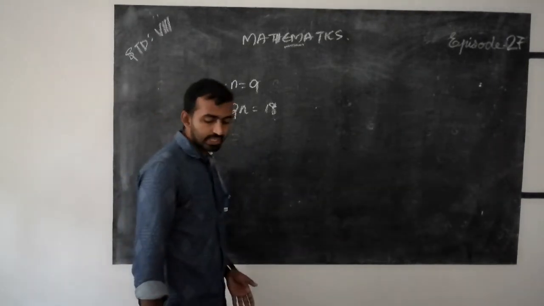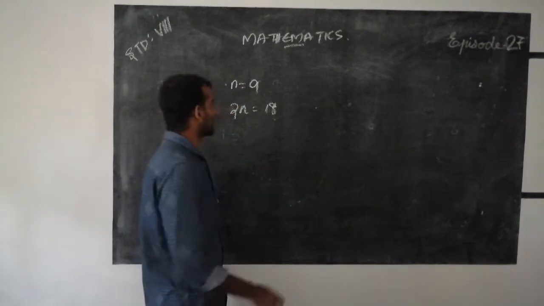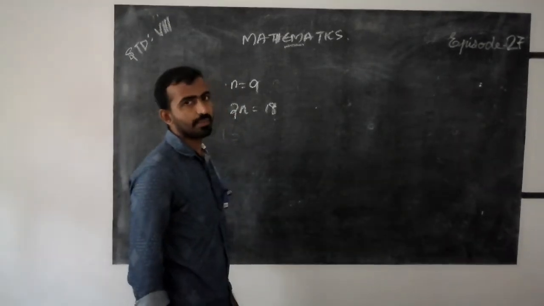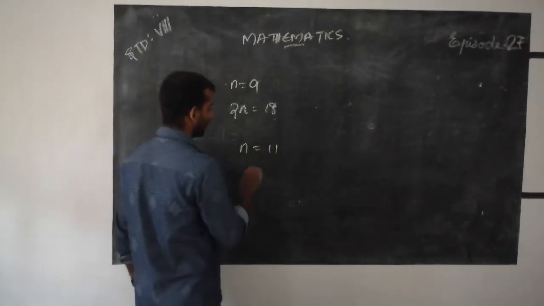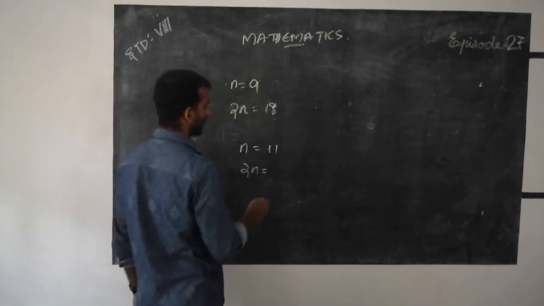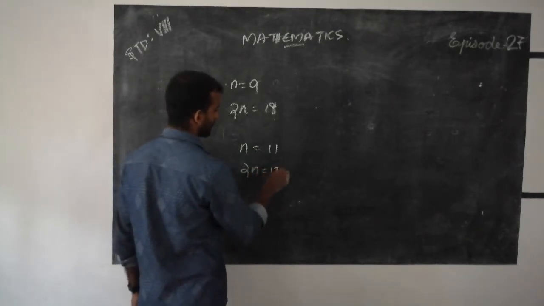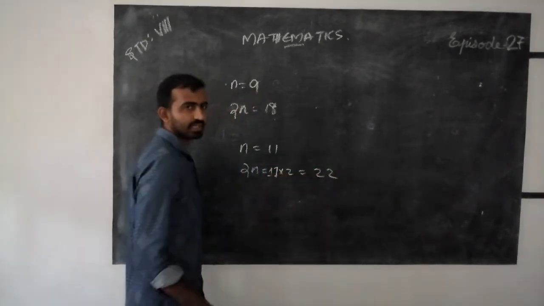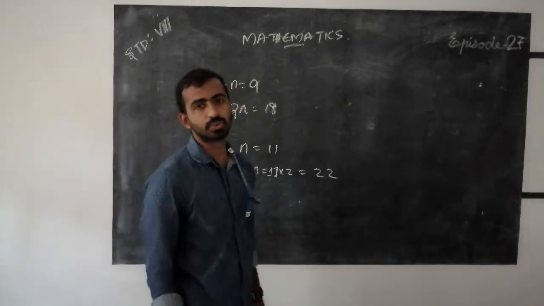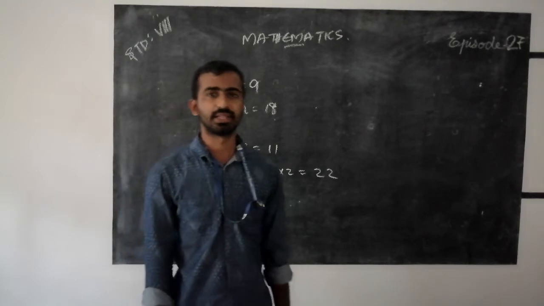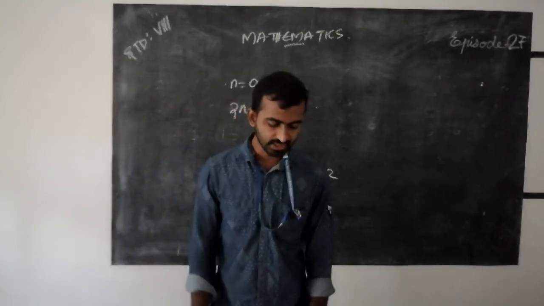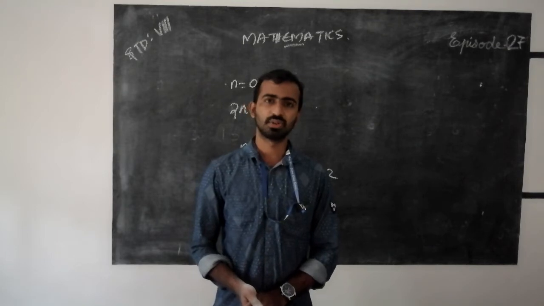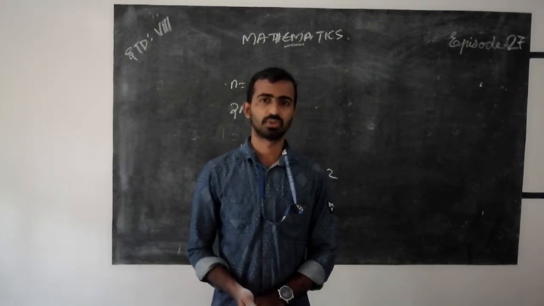Next is 11 square and 12 square. That is, the number of natural numbers in between 11 square and 12 square. There n is 11, 2n is what? 2 into 11, we get 22. Is it? Yes. 2 into 11 equal to 22. That is, we get 22. Is it? Yes.